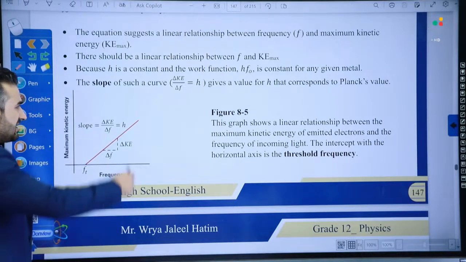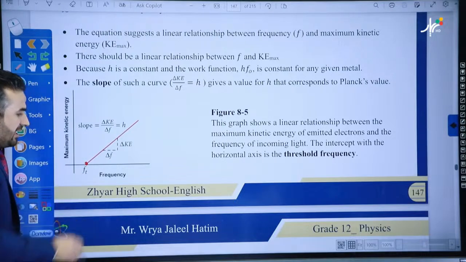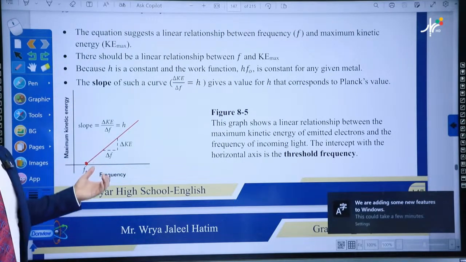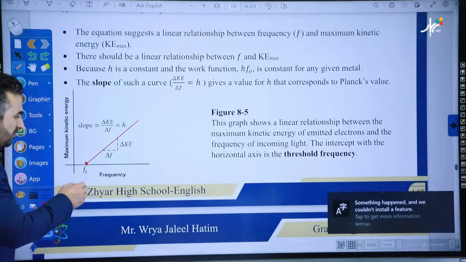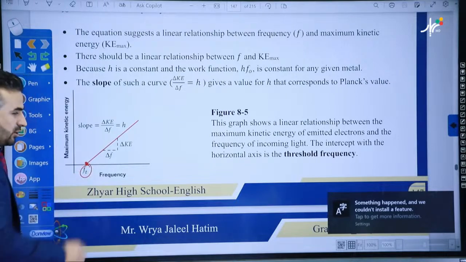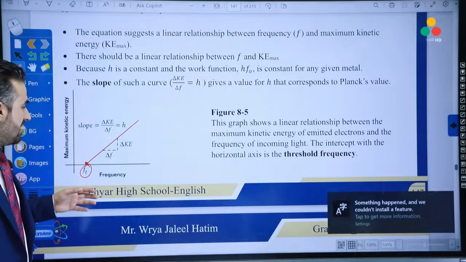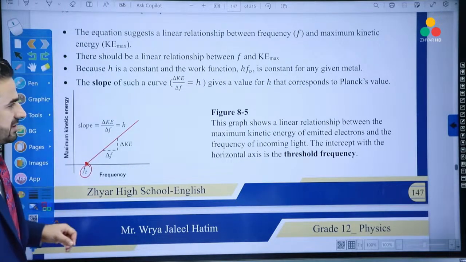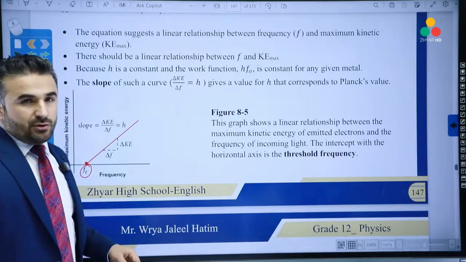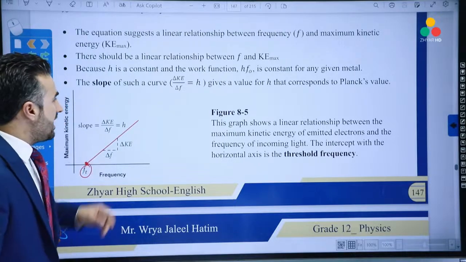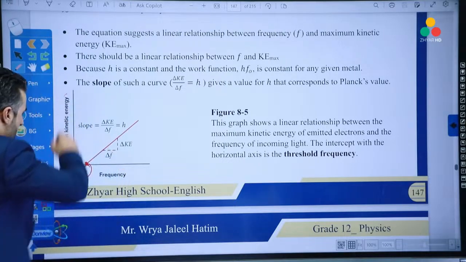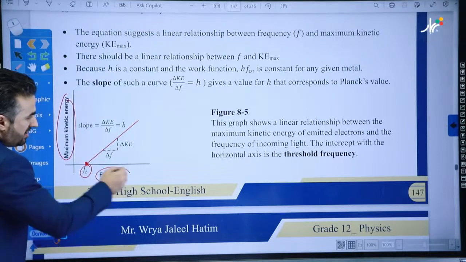And of course, you can see that this line touches the bottom, or the x-axis, at a certain point. That point you can call the threshold frequency, for a certain metal here. So once again, if I draw this, this is maximum kinetic energy, and this is the frequency.